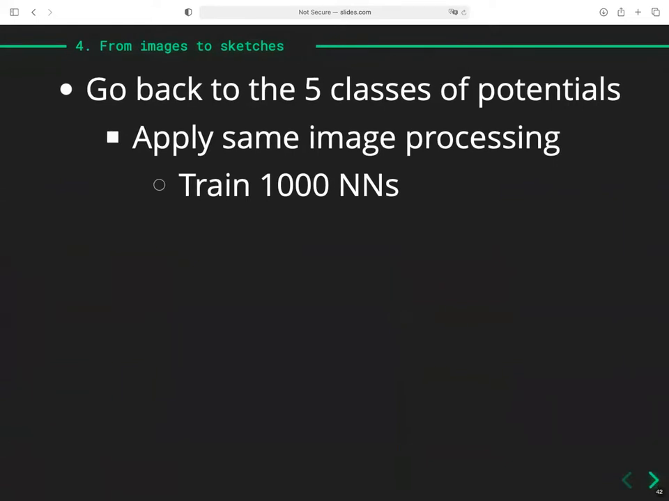Okay, so we go back. Now we've defined the pipeline for the image processing. We've defined it looking at paintings. We're going to apply exactly the same to the potentials, thousands of potentials. And for each potential, we train one neural network of the shape I mentioned before, 10 layers of 200 neurons. And so we train those.